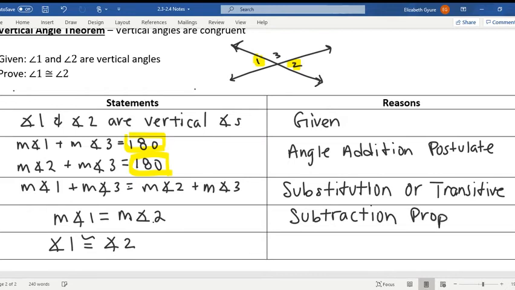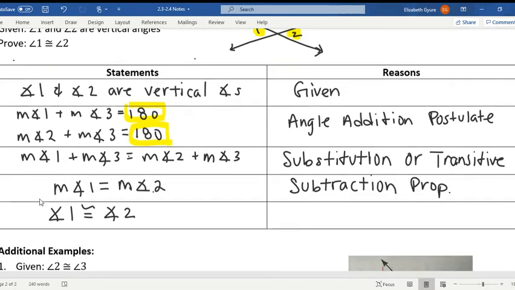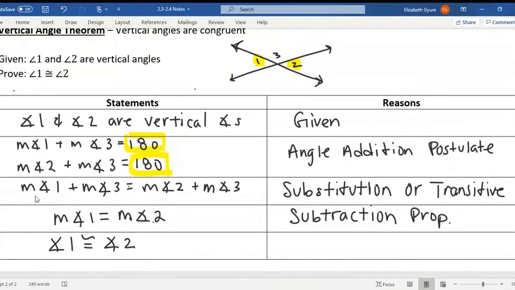Now, this is an example of where your book and I are going to differ in opinion a bit. They actually combine my last two steps into one. They say that the measure of angle 1 equals the measure of angle 2, or angle 1 is congruent to angle 2. I disagree with that. I think that needs to be two steps because equations and congruency statements are two different things. They're different labeling. They require different symbols and things like that.